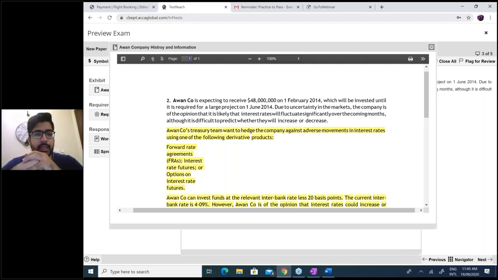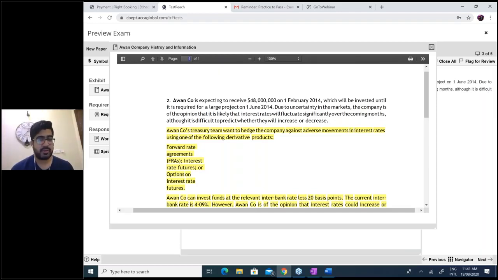The question states, Avan company is expecting to receive 48 million on 1st February 2014, which will be invested until required for a large project on 1st June 2014. Avan is expecting to receive 48 million on 1st February 14. The dates are key. I will tell you a very easy strategy to do the question. Avan is expecting to receive 48 million on 1st February 2014, which will be invested until required for a large project on 1st June 14.